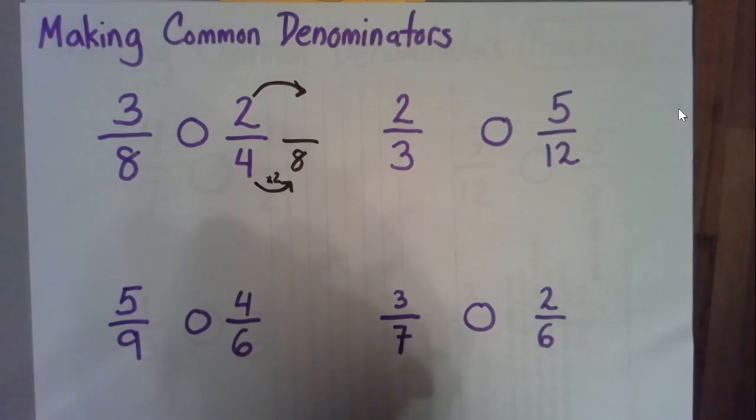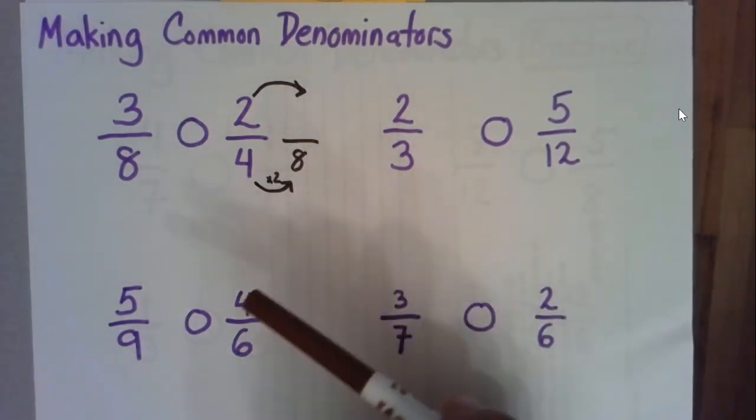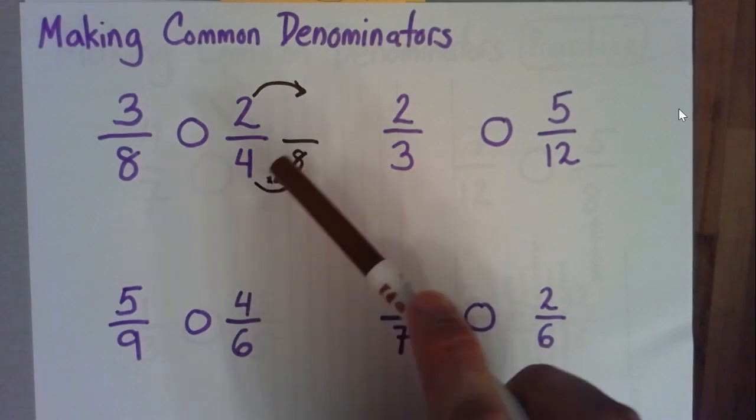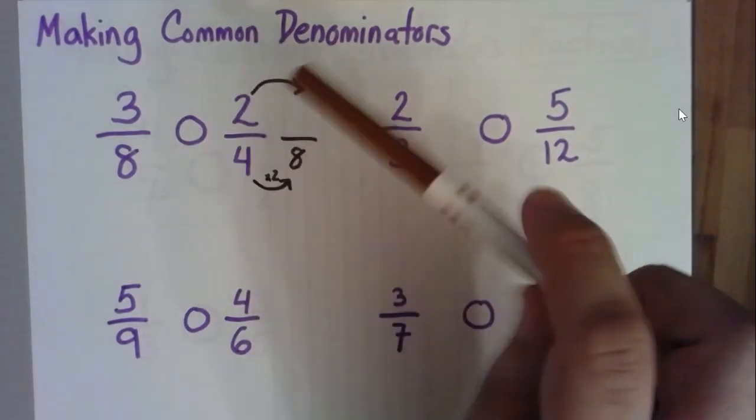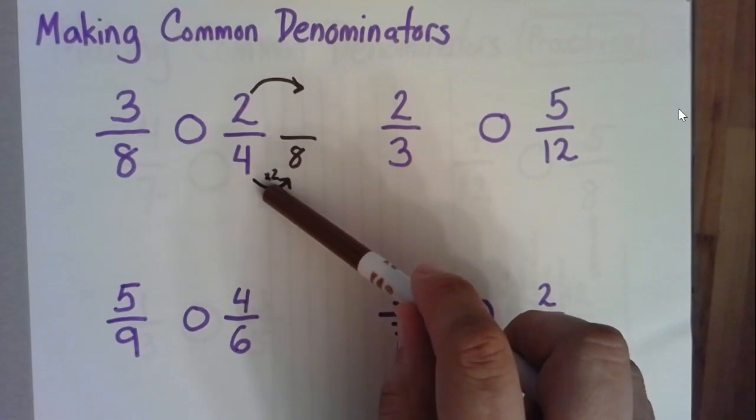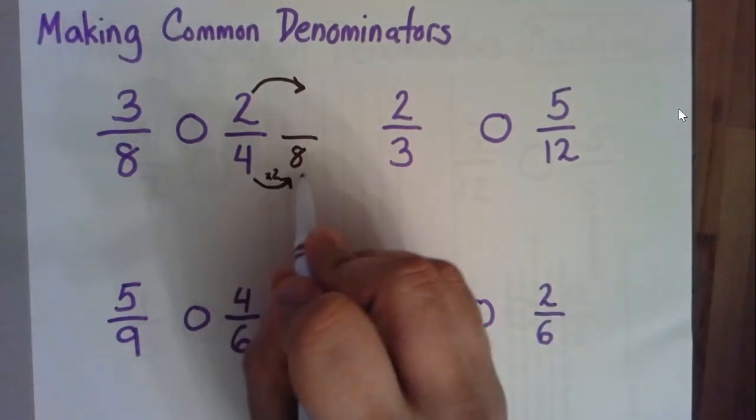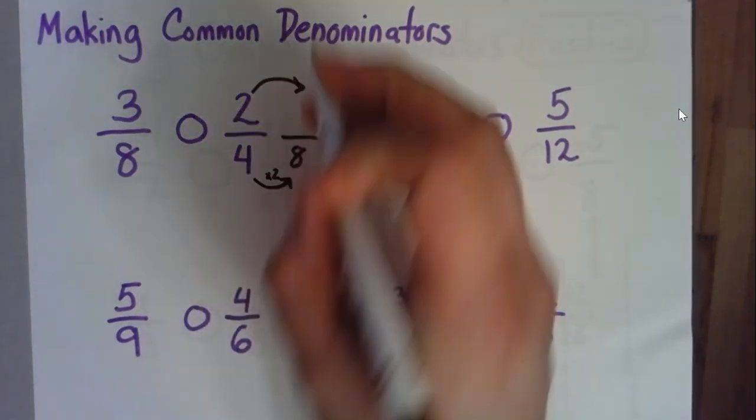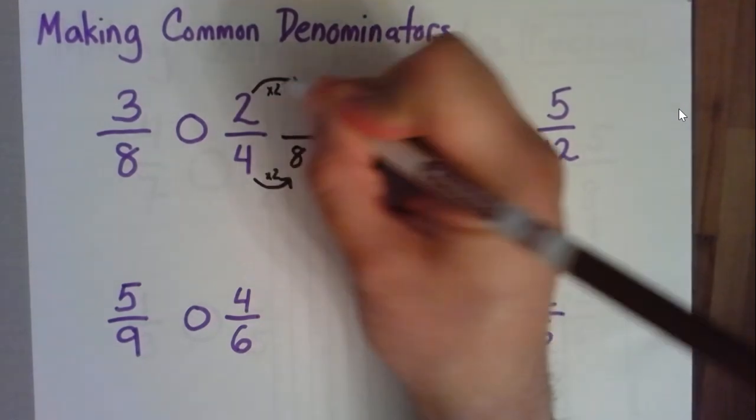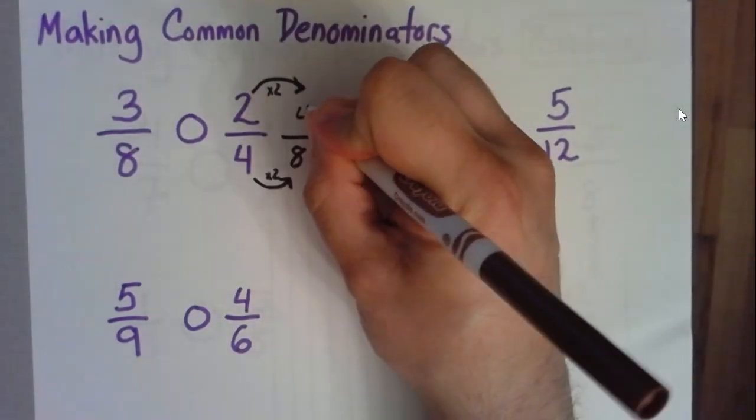And what you hopefully remember is my favorite, it's not really a rhyme, but my favorite saying when it comes to fractions: what you do to the bottom, you have to do to the top. And what you do to the top, you have to do to the bottom. So since we multiplied the denominator by 2, we're going to multiply our numerator by 2. 2 times 2 equals 4.